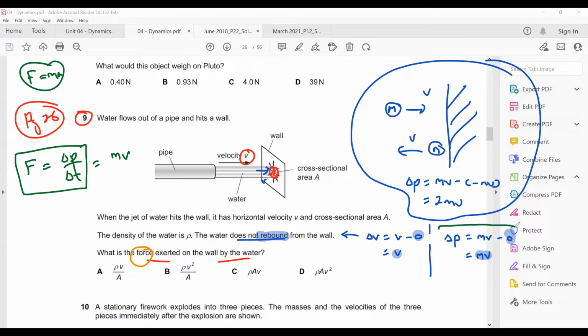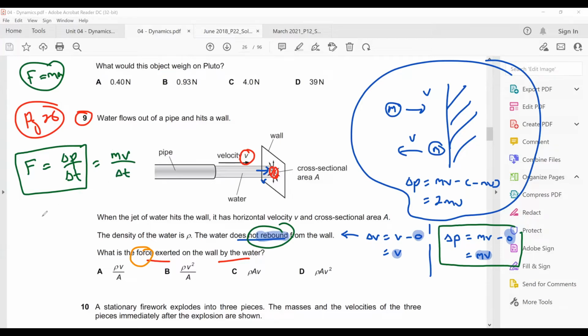Because here I mentioned this to you just now. Because the water does not rebound from the wall, your change in momentum is just going to be mv. It's not going to be 2mv because the water did not rebound. So it's just going to be mv over delta t.